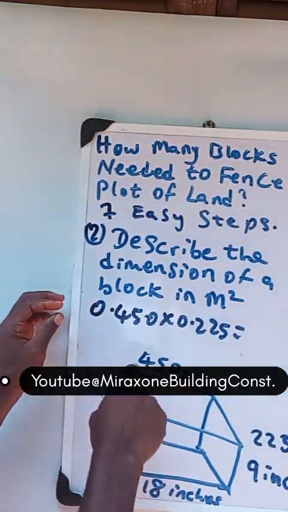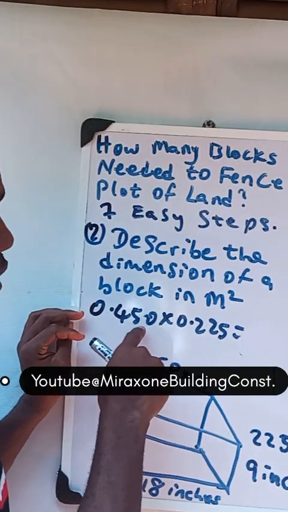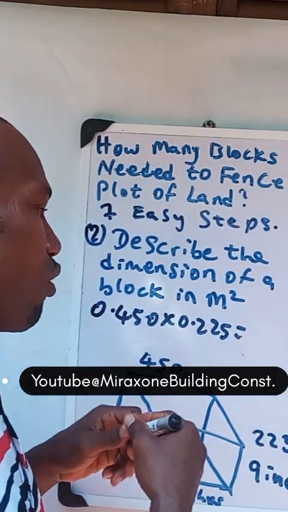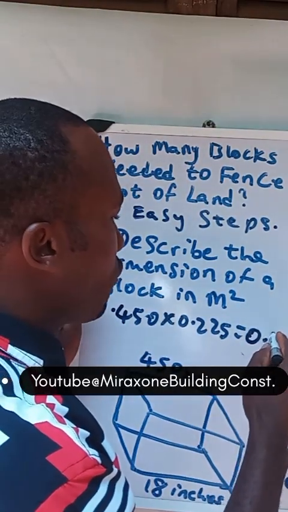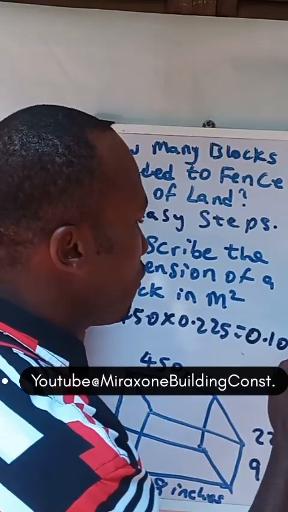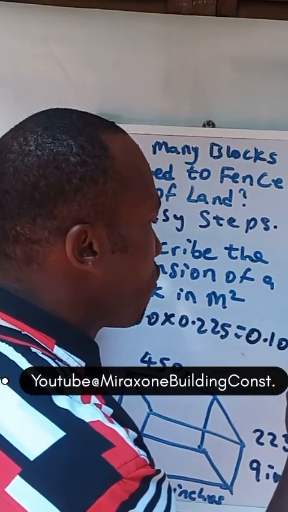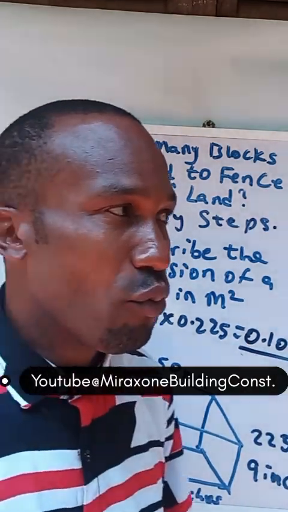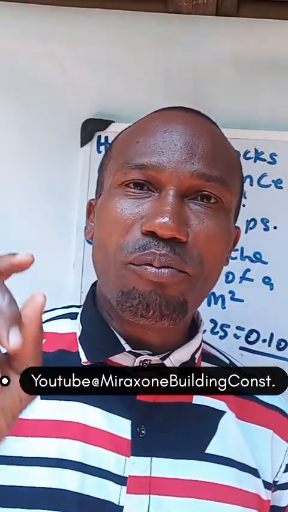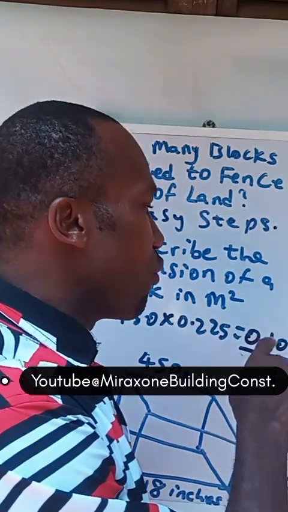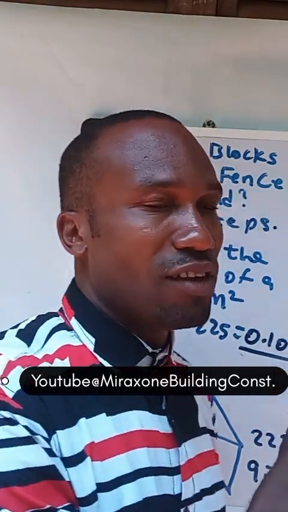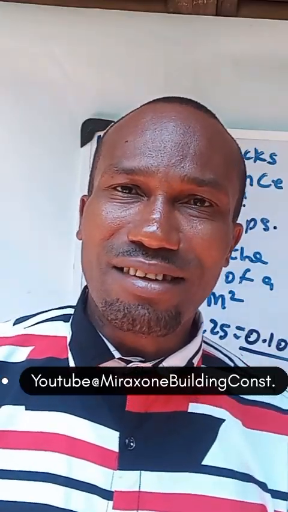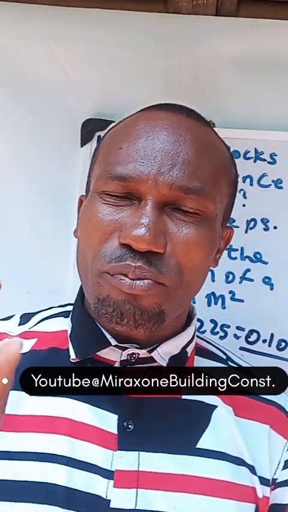So in meter square, 0.450 meters times 0.225 meters is equal to 0.10125 meter square. So that is one block. The meter square of one block is 0.10125 meter square. From this particular one, we can get the larger quantity of block we need. So I want you to pay attention.